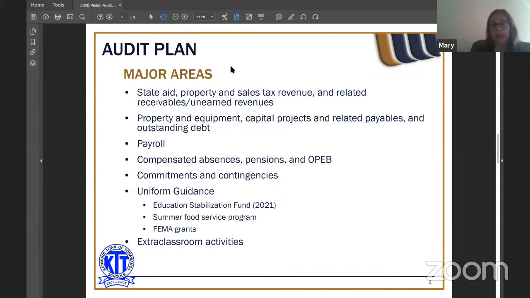And then extra classroom activities, there is a report that we do on your extra classroom activities, and we typically pick 3 or 4, maybe 5 clubs, which have a little bit more activity than others. We kind of cycle through them each year, so we're not always picking the same ones, and just test for proper procedures, backup documentation of payments, and that deposits are made timely and things like that. So we'll work on that one as well.